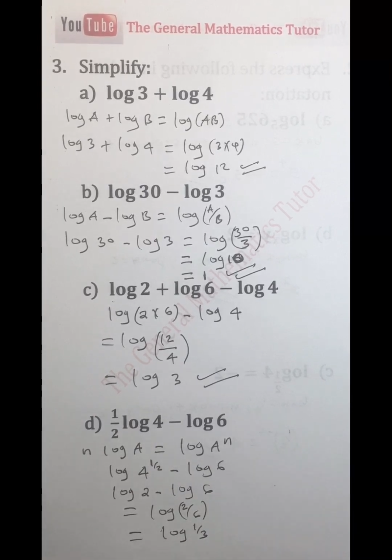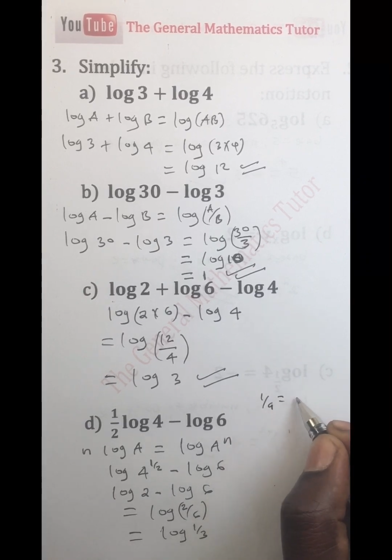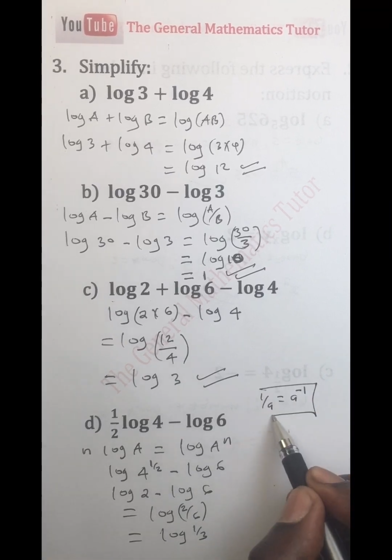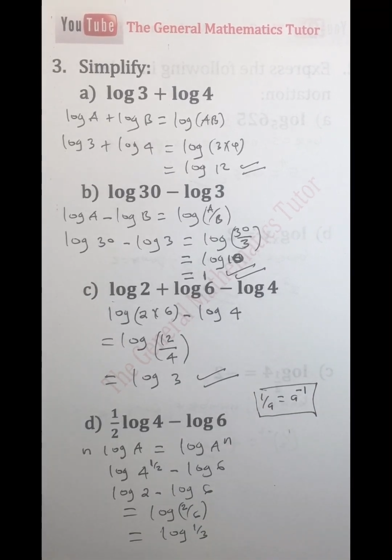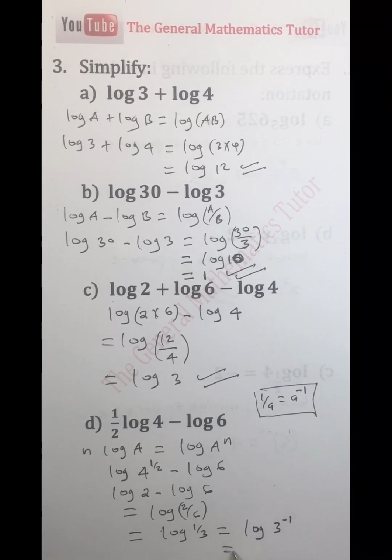But we can rewrite a third using the laws of indices, such that if you have 1 over a, that is the same as a raised to power negative 1. So we can apply this to simplify this further. This can be the same as the log of 3 raised to power negative 1. And then you again apply the third law of logarithms, so that we write this as negative 1 times the log of 3, which is negative log of 3.